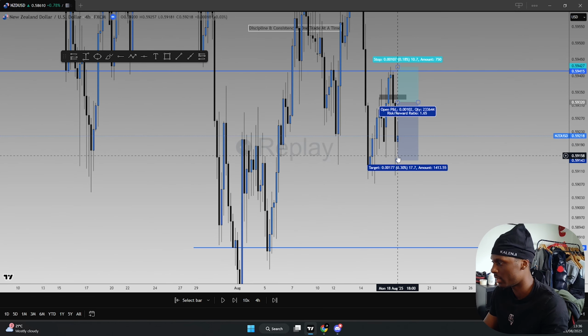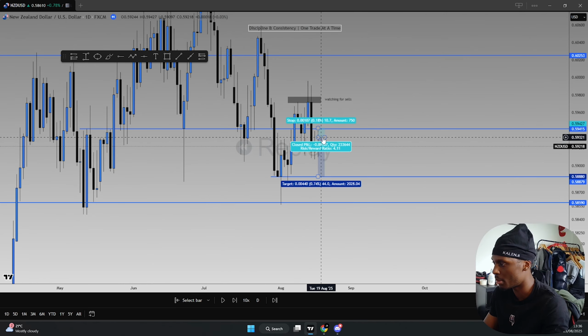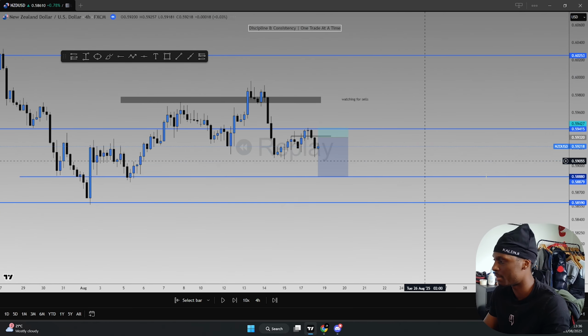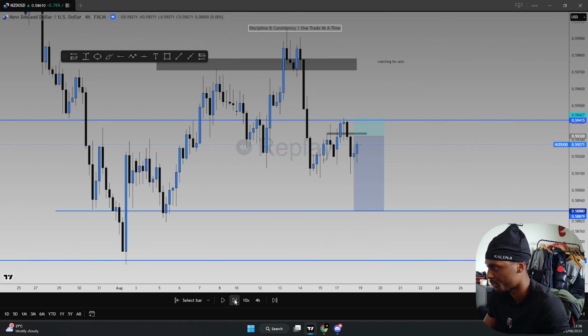Where did I say we're targeting? This daily low. So boom, we're in on Monday, and then I manage my trades. I look at the 4 hour and the 1 hour, manage it. So let's look to see how price played out.